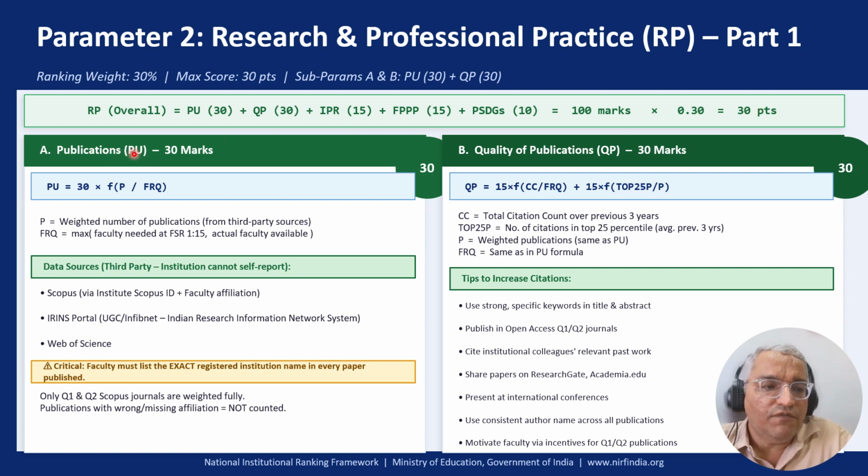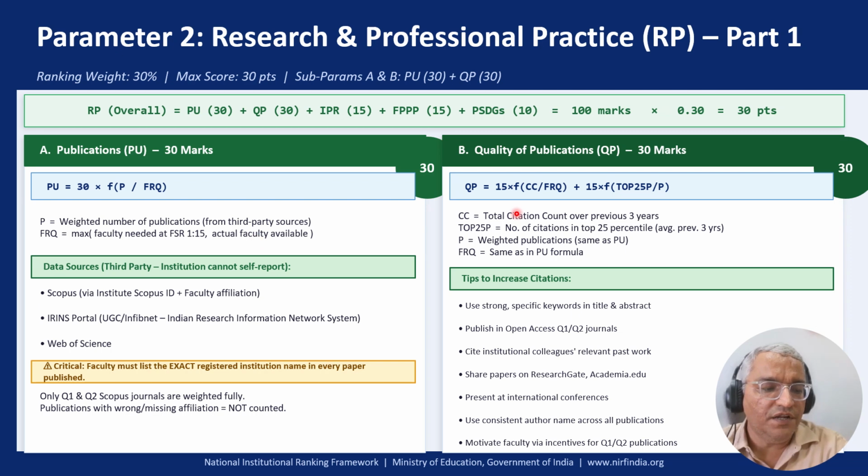So sub-parameter 1 is publications, which is for 30 marks. Publication is a function of publications upon FRQ. FRQ is the faculty required as per FSR 1:15. For this, the data is fetched from Scopus via the Institute Scopus ID, via the faculty affiliation or IRINS portal, UGC INFLIBNET, and Web of Science. So it fetches the publication data through various sources.